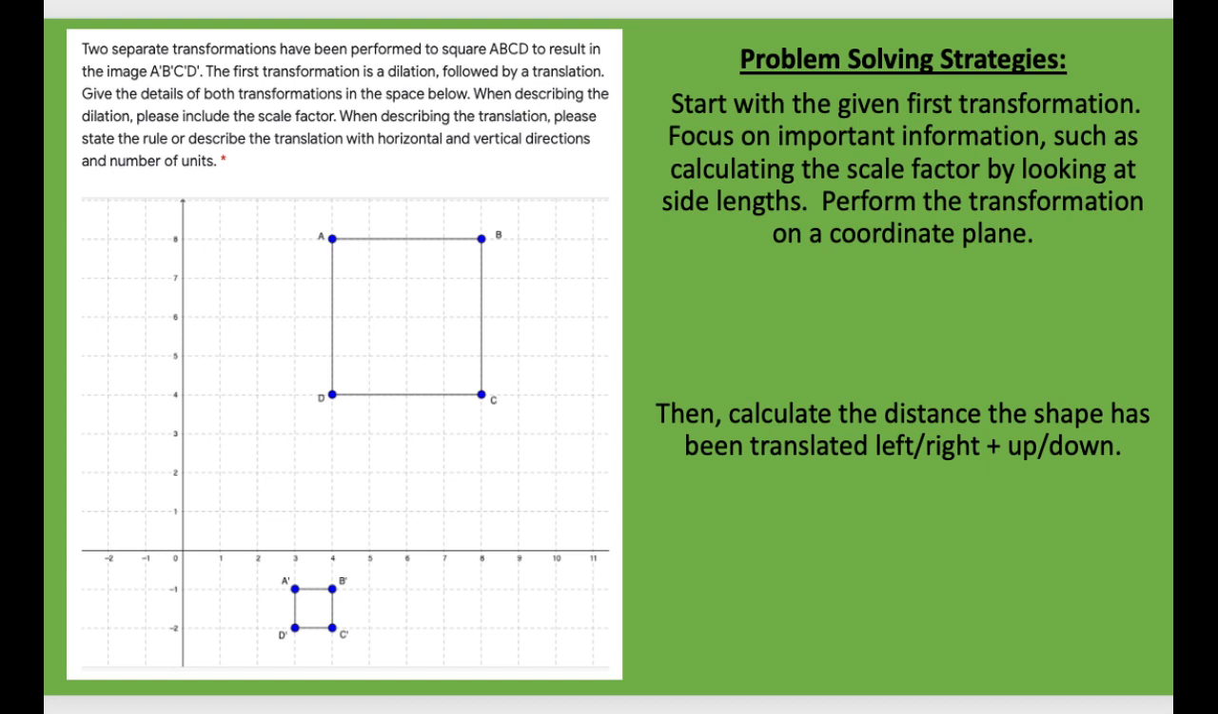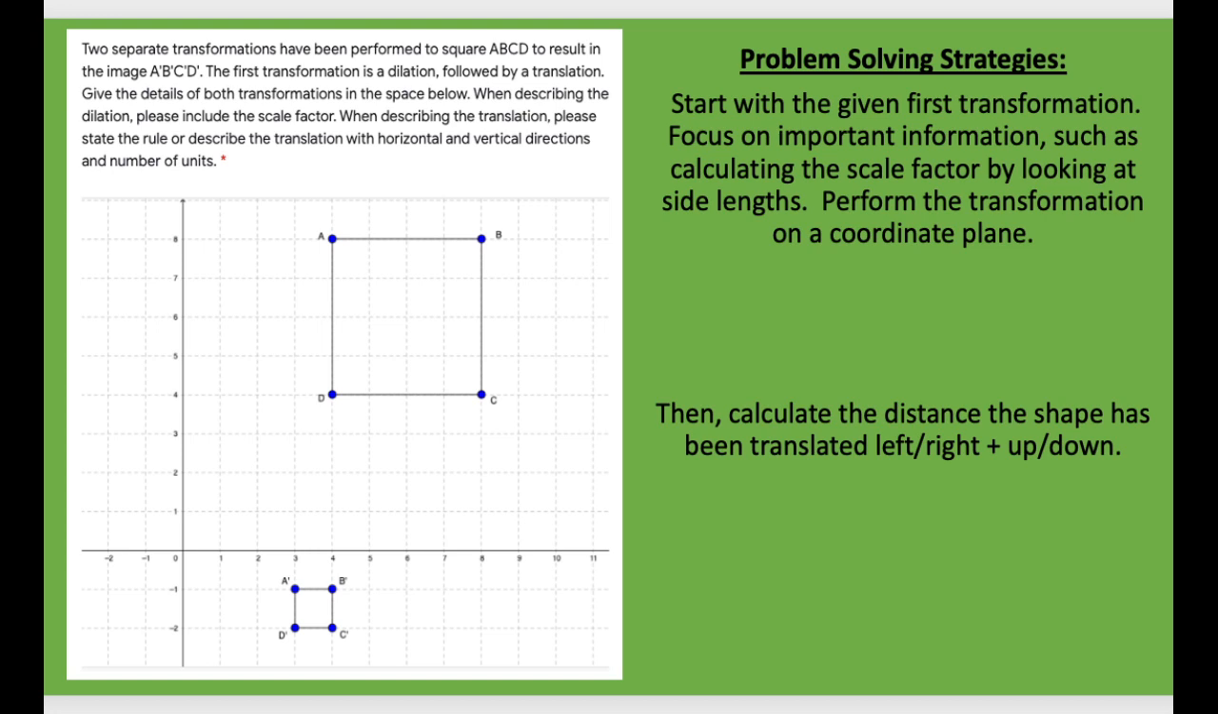So we're going to just start with the information that they've given us. And they've already told us that the first transformation in this sequence is a dilation. So let's start with the pre-image, which is this large square in quadrant 1. And we have got to figure out how to graph the new version of this example. So we need to know what is the scale factor.